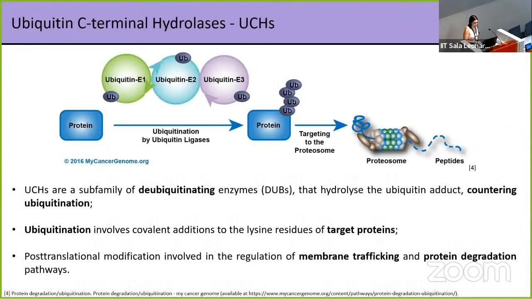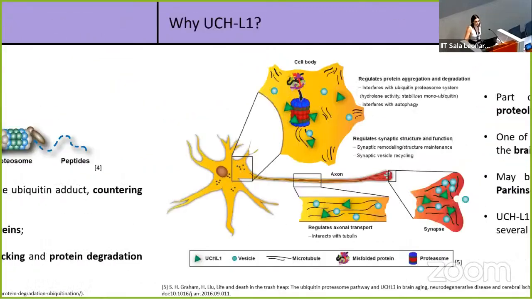Okay, so ubiquitin C-terminal hydrolase, as the name says, is part of the deubiquitinating enzymes family. These are enzymes that are able to hydrolyze the ubiquitin adduct, and they end up countering the ubiquitination process. And as all of you know, ubiquitination involves the covalent addition of ubiquitin to lysine residues of target proteins. And therefore, this works as a modification that is involved in both membrane trafficking and protein degradation pathways. So now, why UCHL1 specifically?